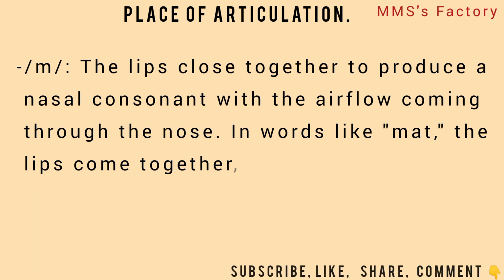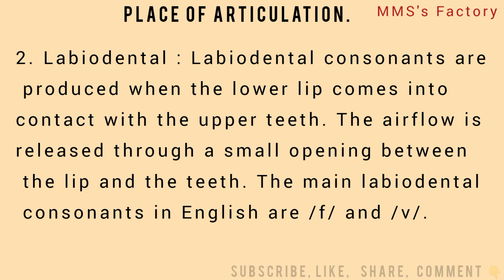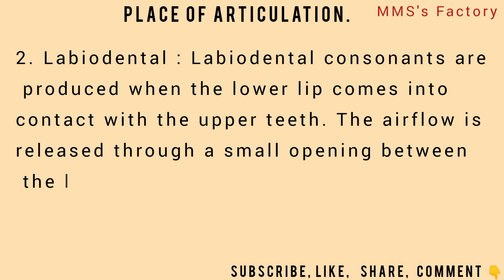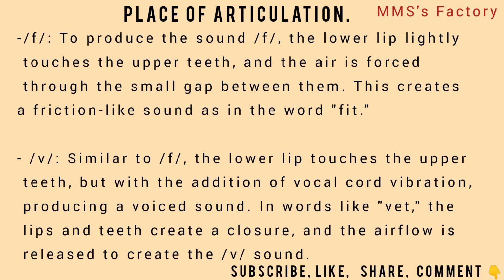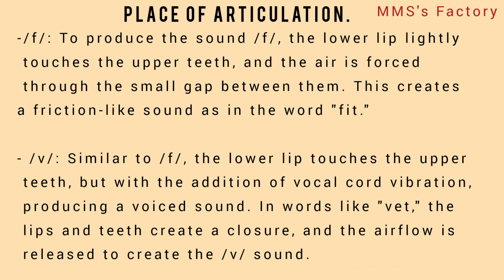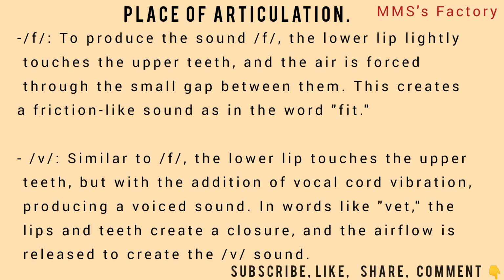2. Labiodental. Labiodental consonants are produced when the lower lip comes into contact with the upper teeth. The airflow is released through a small opening between the lip and the teeth. The main labiodental consonants in English are F and V. F: to produce the sound F, the lower lip lightly touches the upper teeth, and the air is forced through the small gap between them. This creates a friction-like sound as in the word fit.